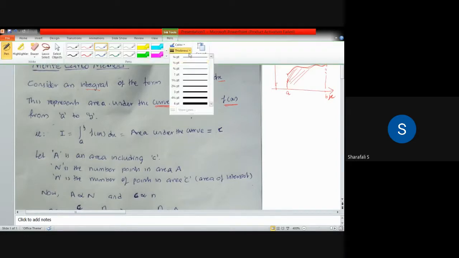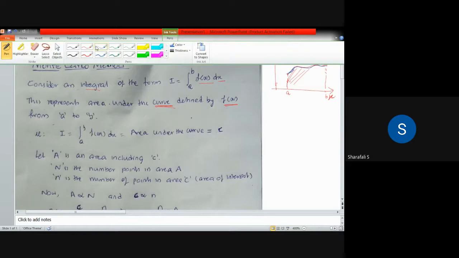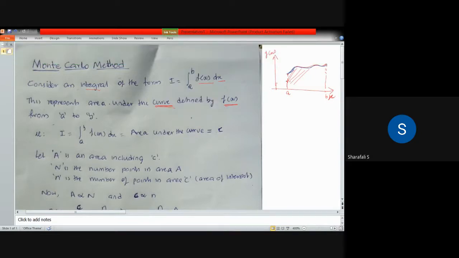Let us consider this as your curve, which is in blue color. The area under this curve will be the integration of this from a to b. If you consider this area, that will be equal to that integration.